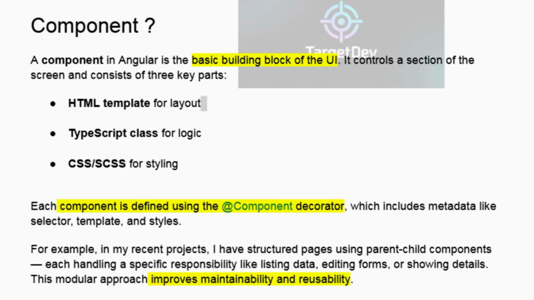A component in Angular is the basic building block of the UI. It controls a section of the screen and consists of three key parts: an HTML template for layout, a TypeScript class for logic, and CSS or SCSS for styling. Each component is defined using the @Component decorator, which includes metadata like selector, template, and styles.